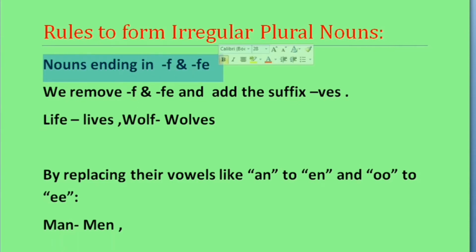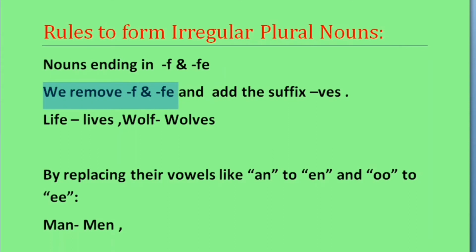So now let us turn our attention to the rules to form irregular plural nouns, as you see on your screen. So the first rule is that for nouns ending in f and fe, you simply remove f or fe and add the suffix ves, right? So let us see the example. First is life, so it changes to lives. Wolf, as I already mentioned, changes to wolves, right? So we add ves. Similarly, we can take the example of the word wife, which changes to wives in plural, right? So that is the first rule. We add ves after removing f or fe.